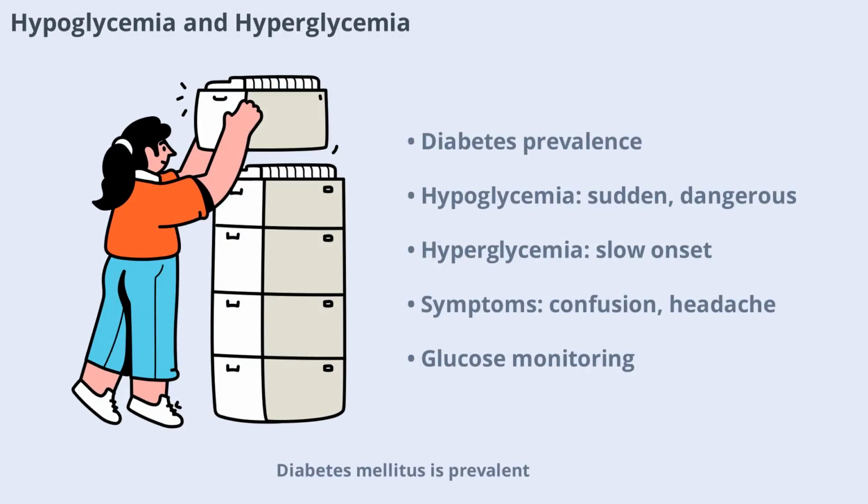Diabetes mellitus is prevalent, and patients are prone to hypoglycemic and hyperglycemic events. In dental settings, hypoglycemia is more common and dangerous, while hyperglycemia develops over days or weeks. Hypoglycemia results in confusion, restlessness, headache, bizarre behavior, and can lead to loss of consciousness. Hyperglycemic patients may have flushed, dry skin, low blood pressure, and fruity breath due to ketoacidosis.